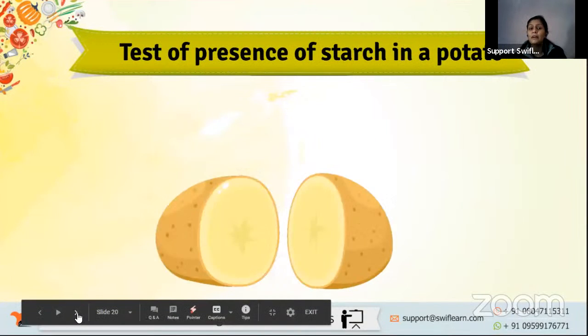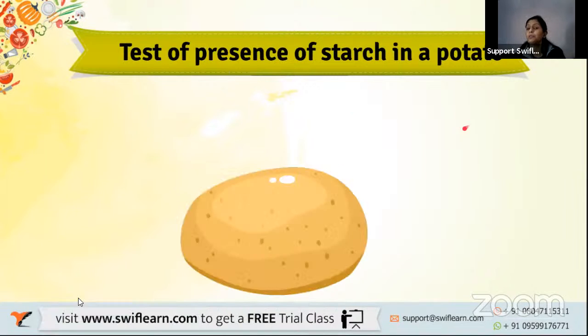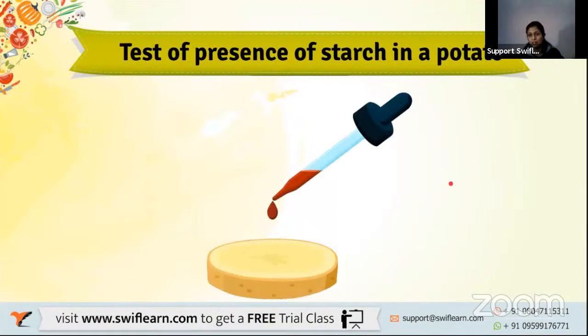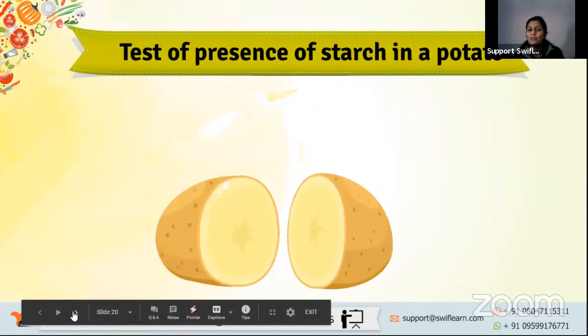Now, coming to the next slide, the test for the presence of starch in what? In potato. Potato is a rich source of starch. You get energy from potato. They say, don't eat potatoes, you will become fat. You know, it is a good source of carbohydrates. So if we want to check for the presence of starch in a potato, how can we do that?